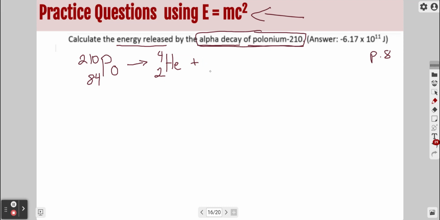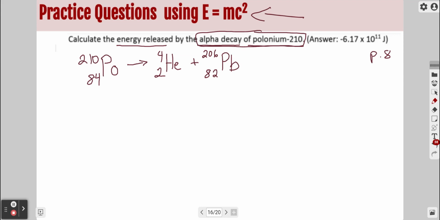So we're going to have an atomic number of 82. 82 plus 2 gives us 84. And then 206 plus 4 gives us 210. So our equation is balanced here. If we look up 82 on our periodic table, we will see that gives us the element of lead, Pb. So polonium is decaying into lead.